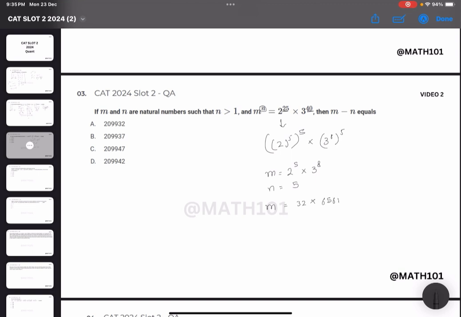So this multiplied by 32 is 209,952. We have to subtract n, so we get 209,947. The answer is C. Moving on.